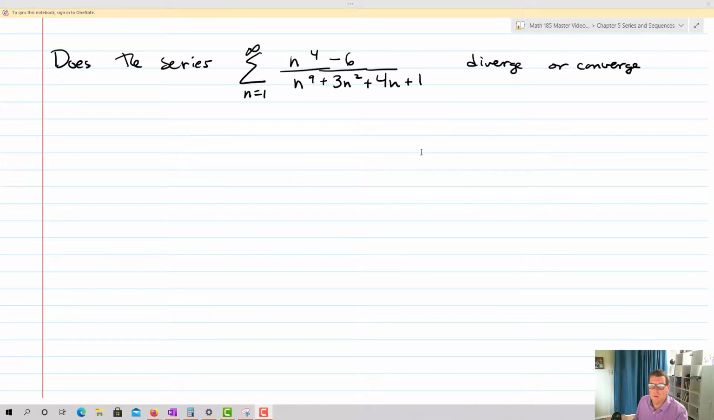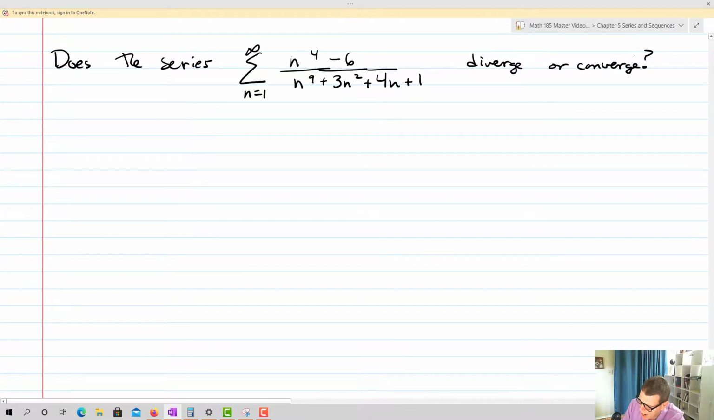All right, so what about this? Let's say, for example, we have the sum, n equals 1 up to infinity, of n to the 4th minus 6 over n to the 9th plus 3n squared plus 4n plus 1. Does it diverge or converge? The fact of the matter is that we can utilize a couple of different things in order to figure out if this series converges or diverges.